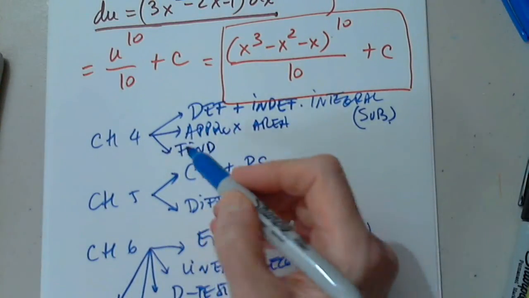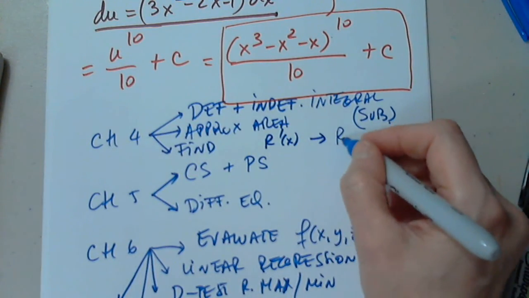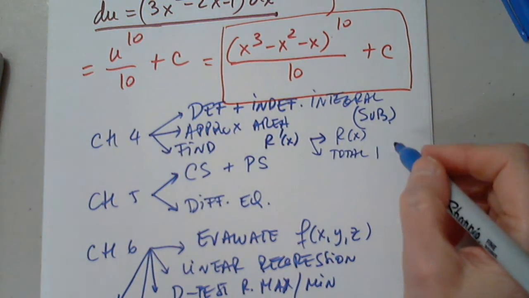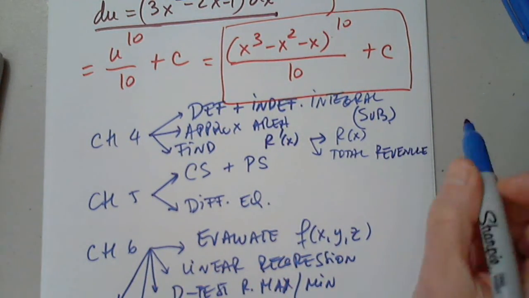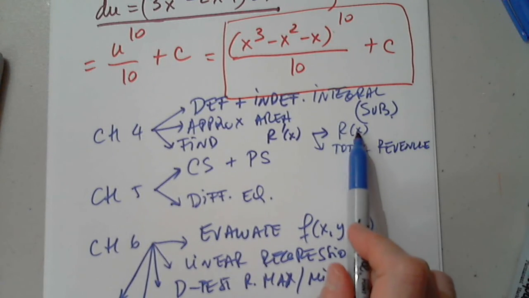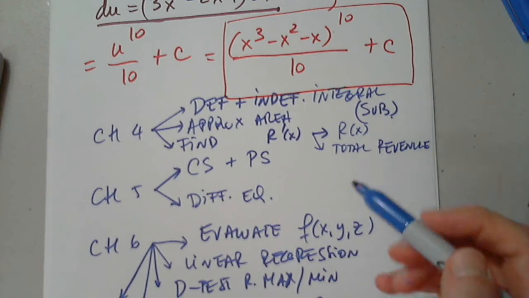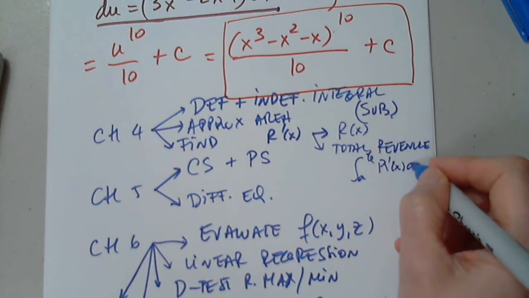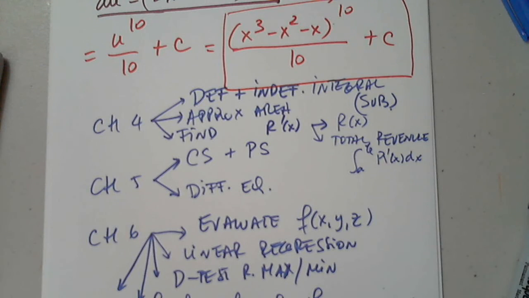Finding, like we just had, if I'm given, let's say, r prime of x, find r of x, or find total profit. Oh, it's a revenue. If I'm asked to find the function, that's the most general antiderivative. If I'm asked to find the total, then the total revenue is the definite integral of r prime of x. And this one is just a function. I can't think of anything else.